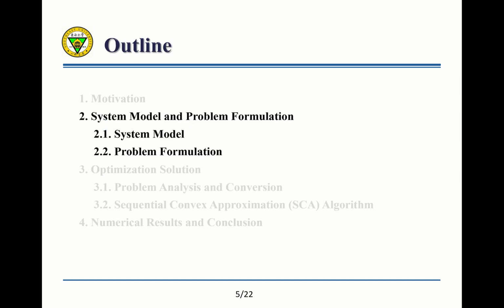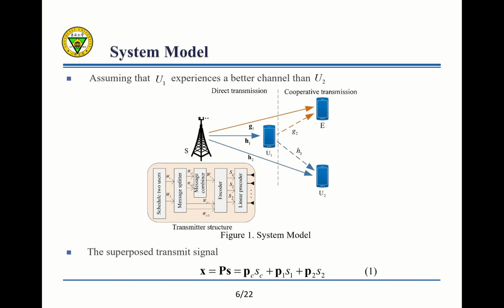Secondly, I'd like to introduce the system model and problem formulation in our paper. From the picture, we can see the system consists of a base station with multiple transmit antennas, 2 single antenna legitimate users, and a potential single antenna eavesdropper. In our paper, we assume that U1 experiences a better channel than U2.